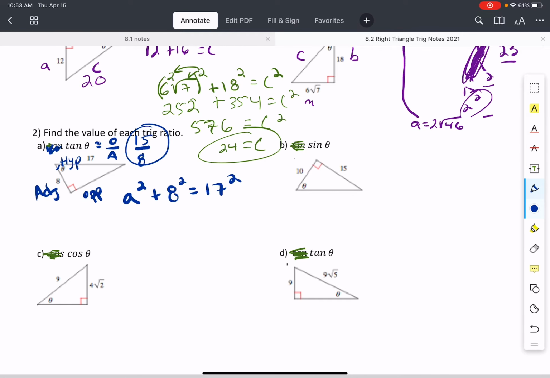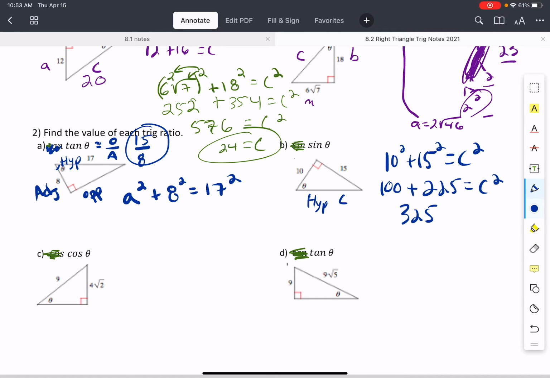Okay, so this, my C, my hypotenuse, is here. That's the one I need, right? So 10 squared plus 15 squared equals C squared. So 100 plus 225. So 325 equals C squared.